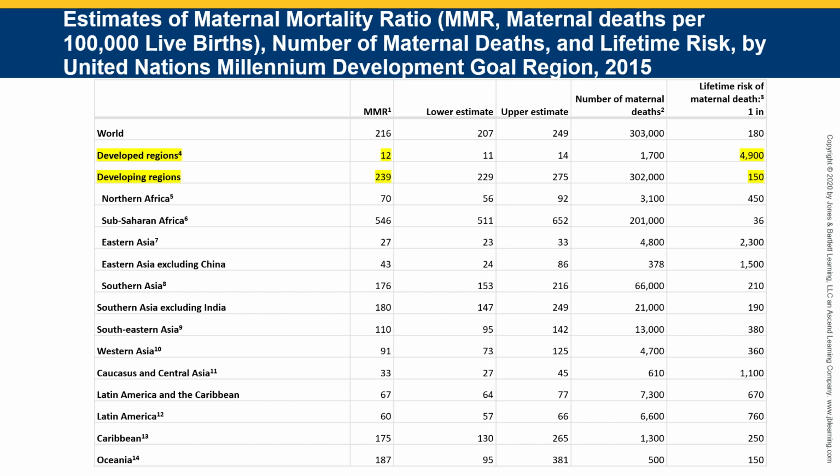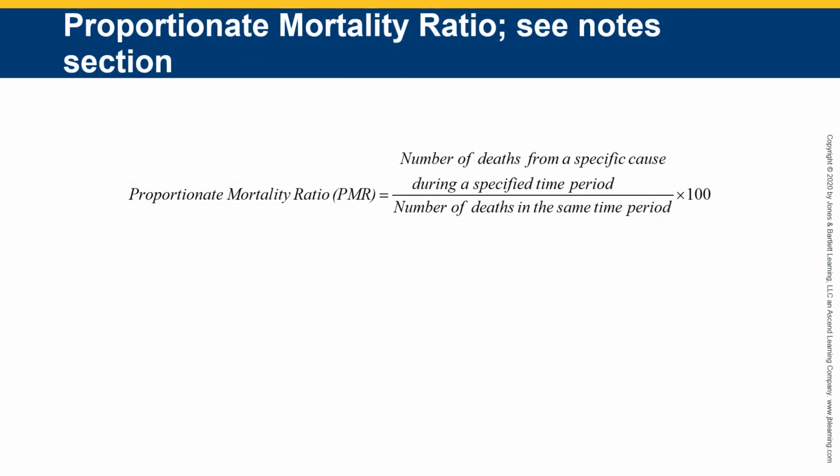And they go down to specific regions. Sub-Saharan Africa. Look at that. That's a lot, I think. 201,000 maternal deaths? Really? Okay. And this is how they come to that.